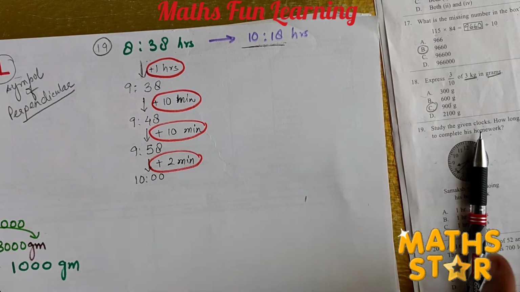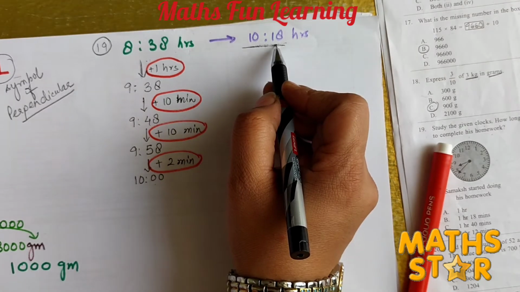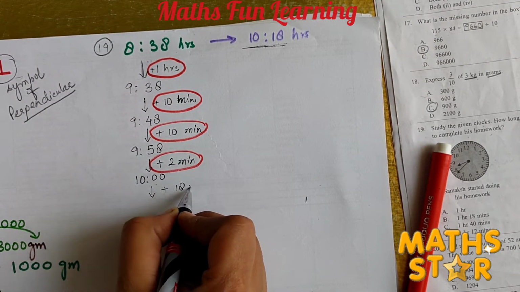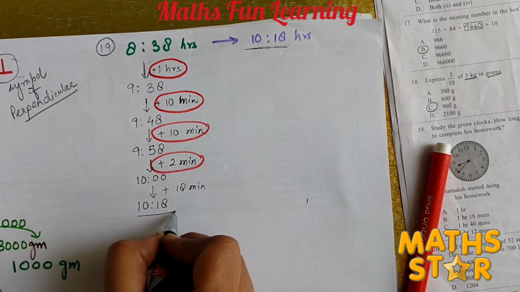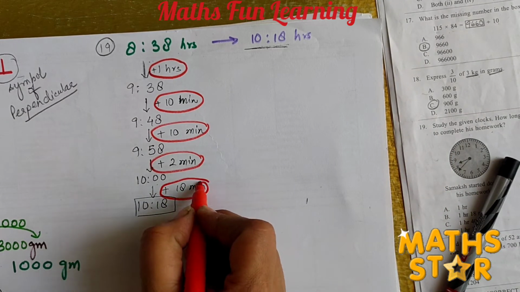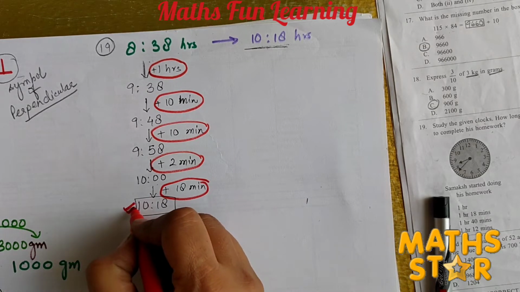Now you know it is 10 o'clock, and you have to reach 10:18. That means you can directly add 18 minutes here to reach 10:18. So this is the end time of the boy Samaksh completing his work. So you reached this point.